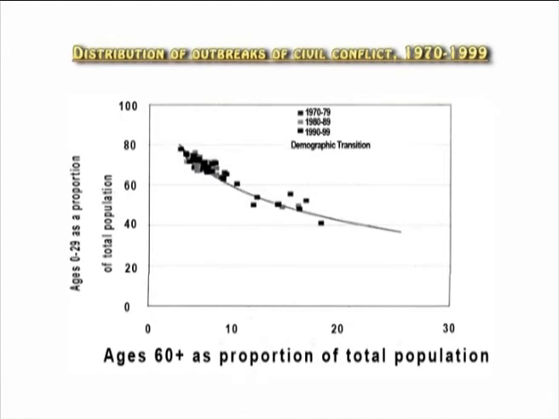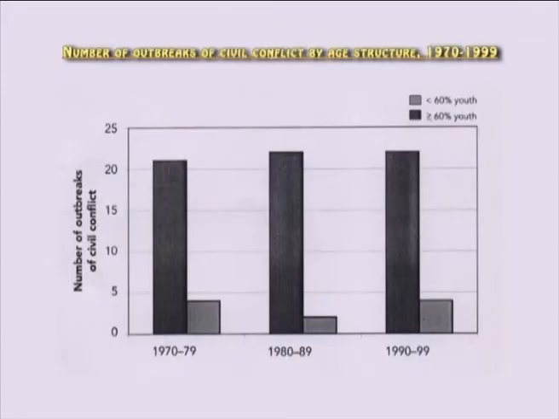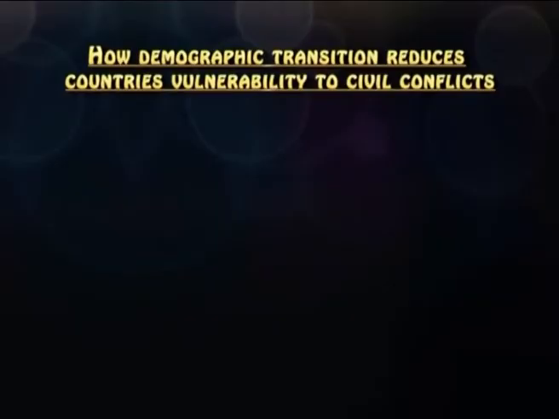1980-89, 1990-99. Note the clustering of outbreaks in the region of youthful age structures. Figure 5 shows the ratio between the number of countries that experienced outbreaks of civil conflict on the younger side of the outbreak benchmark, where 60% of the population is under age 30, ranging from 11:1 in 1980-89 to 5.25:1 in 1970-79. How demographic transition reduces countries' vulnerability to civil conflicts.